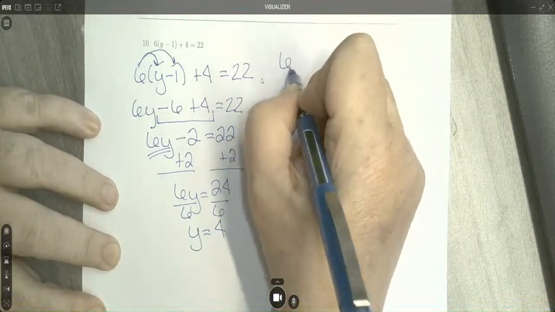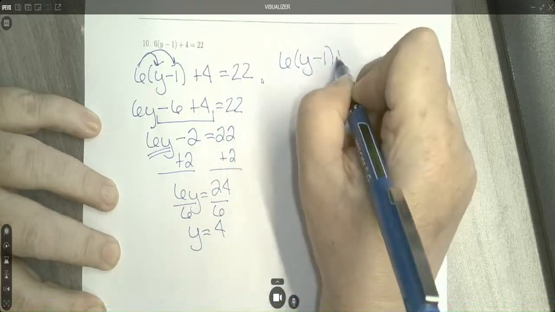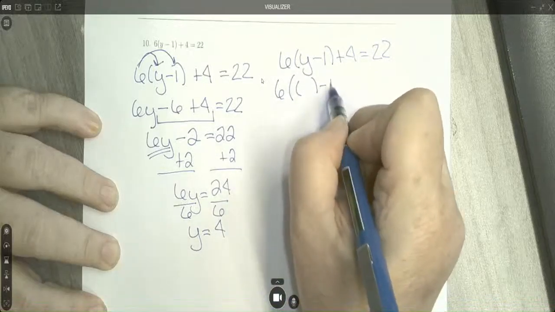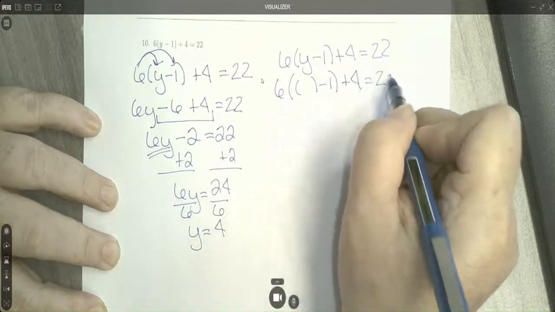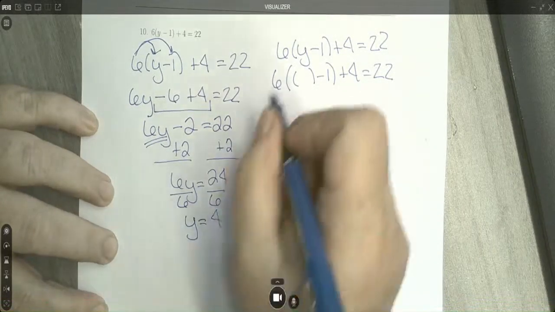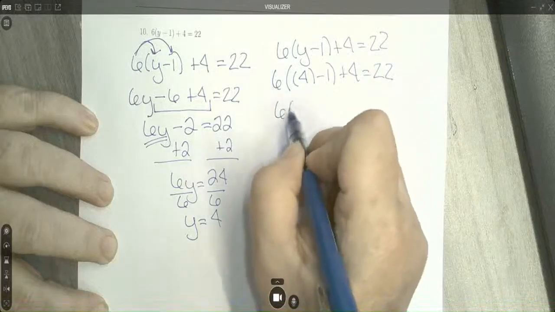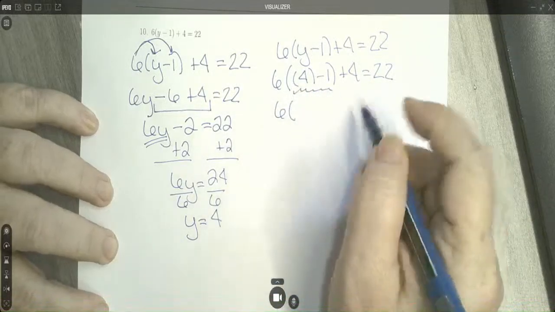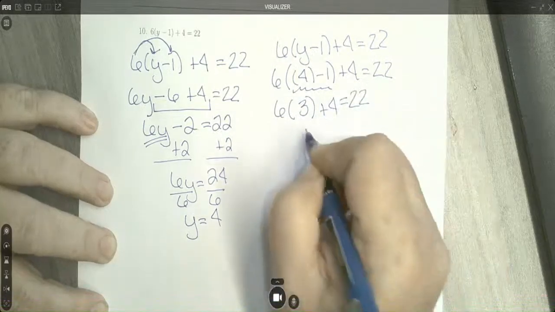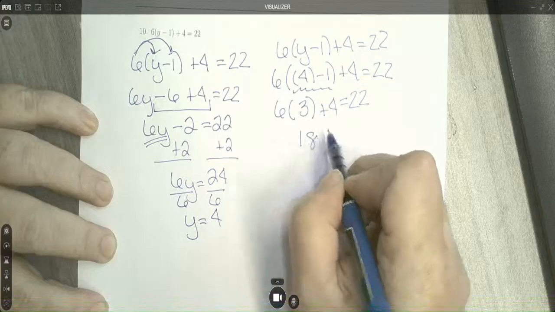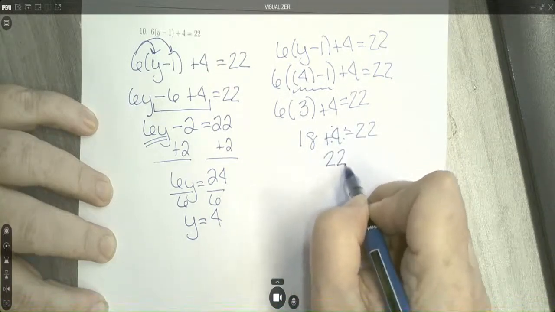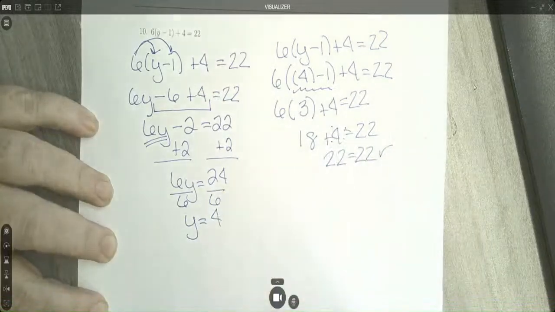So let's do that. I'm going to rewrite my equation. All right, then I'm going to rewrite it, but this time I'm going to put parentheses for my variable. Okay, now we think our answer is 4. All right, so let's put 4 in there. 6 times, now order of operations says we have to do what's in parentheses first. So 4 minus 1 is 3, equals 22. 6 times 3 is 18 plus 4. 18, 19, 20, 21, 22. We did it. Good job.